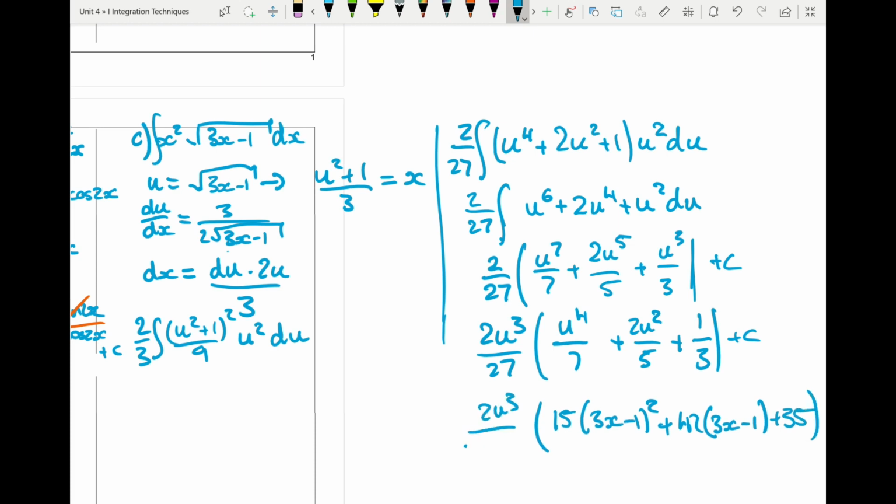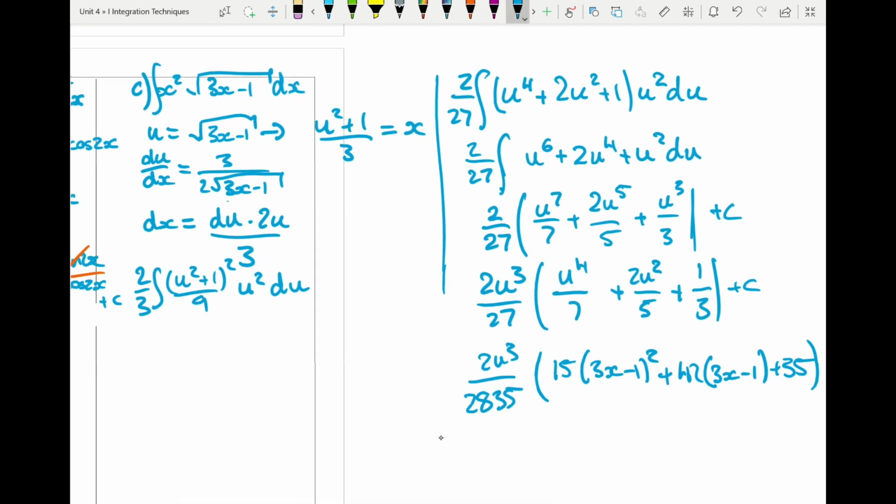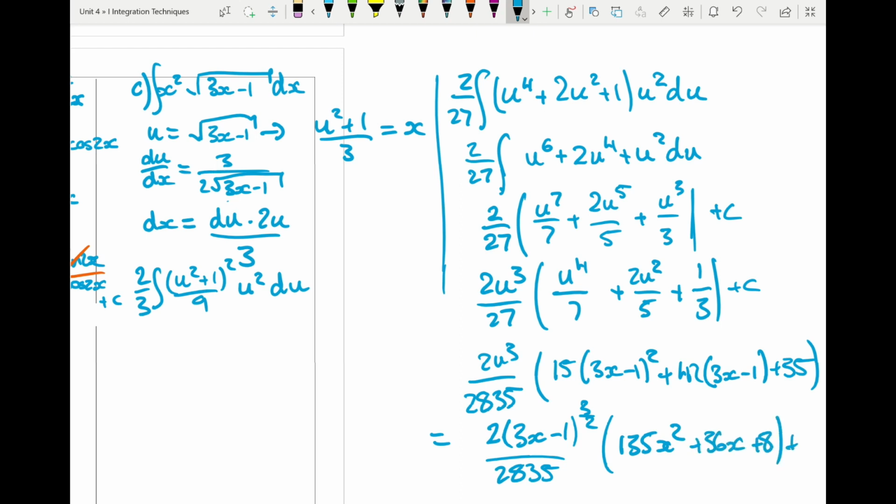2,835. So all I've done there is multiply each of these three terms by 7, by 5, and by 3 all at once, and taken that out the front. So we eliminate the fraction, and what that ends up being is 2 times (3x take 1) to the 3 halves, all on 2835, times by expanding and grouping like terms. We'll get 135x squared plus 36x plus 8 plus c.